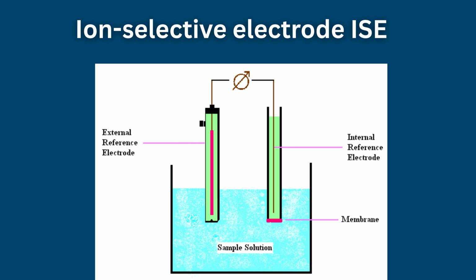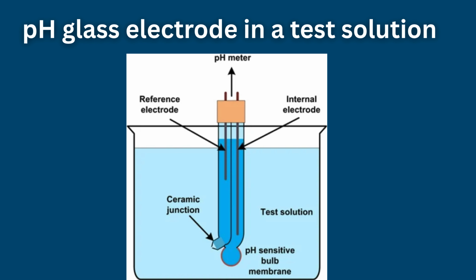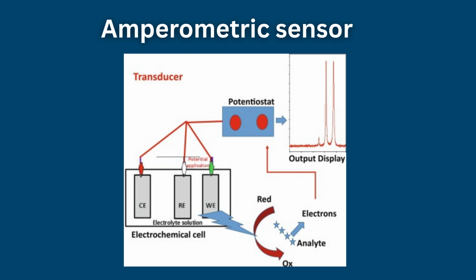The selectivity of these devices is largely governed by the composition of the sensing membrane, which incorporates ionophores or dopants tailored for specific analytes. Glass electrodes, particularly for pH measurement, are the most ubiquitous example. In addition to hydrogen ion detection, specialized glass compositions enable the measurement of alkali and alkaline earth metal ions such as sodium, potassium, lithium, and ammonium. While highly effective in aqueous systems, these electrodes require careful calibration in non-aqueous environments.